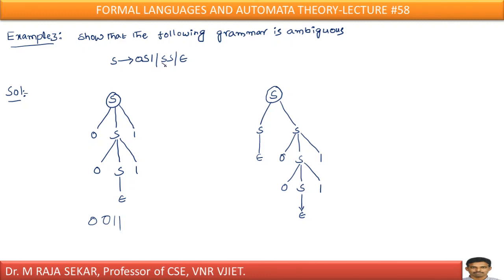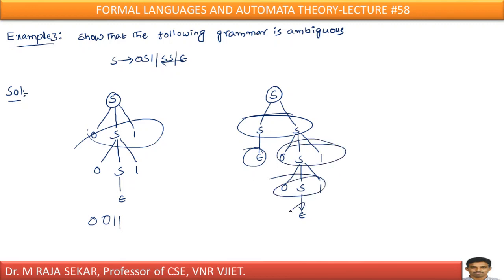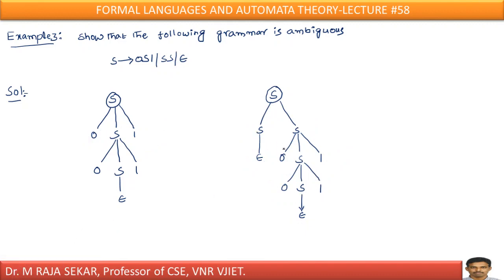What about this? S goes to SS. I am writing SS. Previously we were writing 0S1, here I am writing SS. In the place of S, I can write epsilon. S goes to 0S1. Again S goes to 0S1. I am writing S goes to epsilon. Therefore, what is the resultant string? 01, isn't it? I am getting 01. This means I am getting the same string with two different parse trees or derivation trees. Therefore, this particular grammar is an ambiguous grammar.